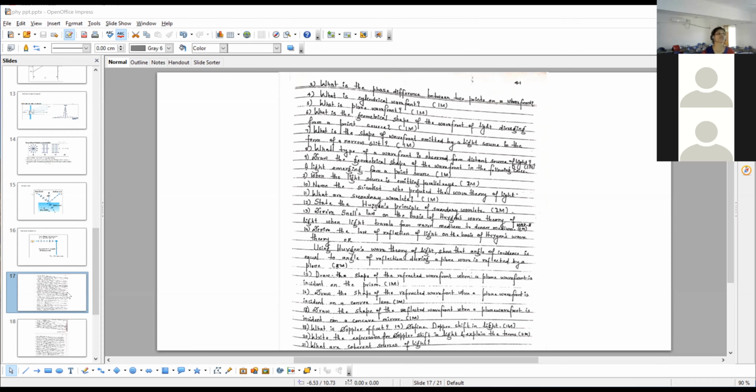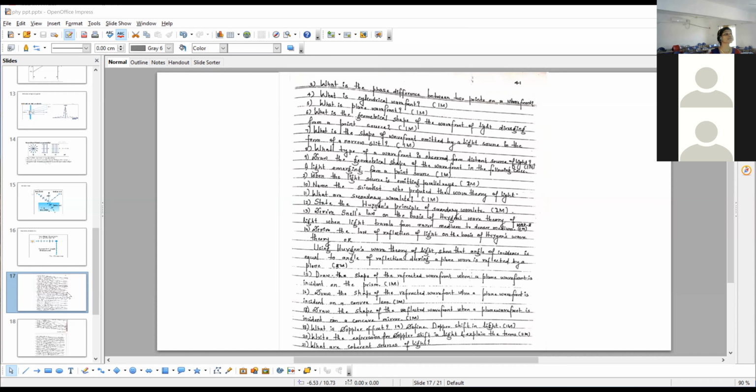Next, name the scientist who proposed the wave theory of light. What are secondary wavelets? State the Huygens principle of secondary wavelets. And next, derive Snell's law on the basis of Huygens wave theory of light when a light ray travels from a rarer medium to a denser medium. This question many times they asked in previous model question papers. Next, derive the law of refraction of light on the basis of Huygens wave theory. Or they may ask, using Huygens wave theory of light, show that the angle of incidence is equal to the angle of reflection when a plane wave is reflected by a plane. They may ask like this also.